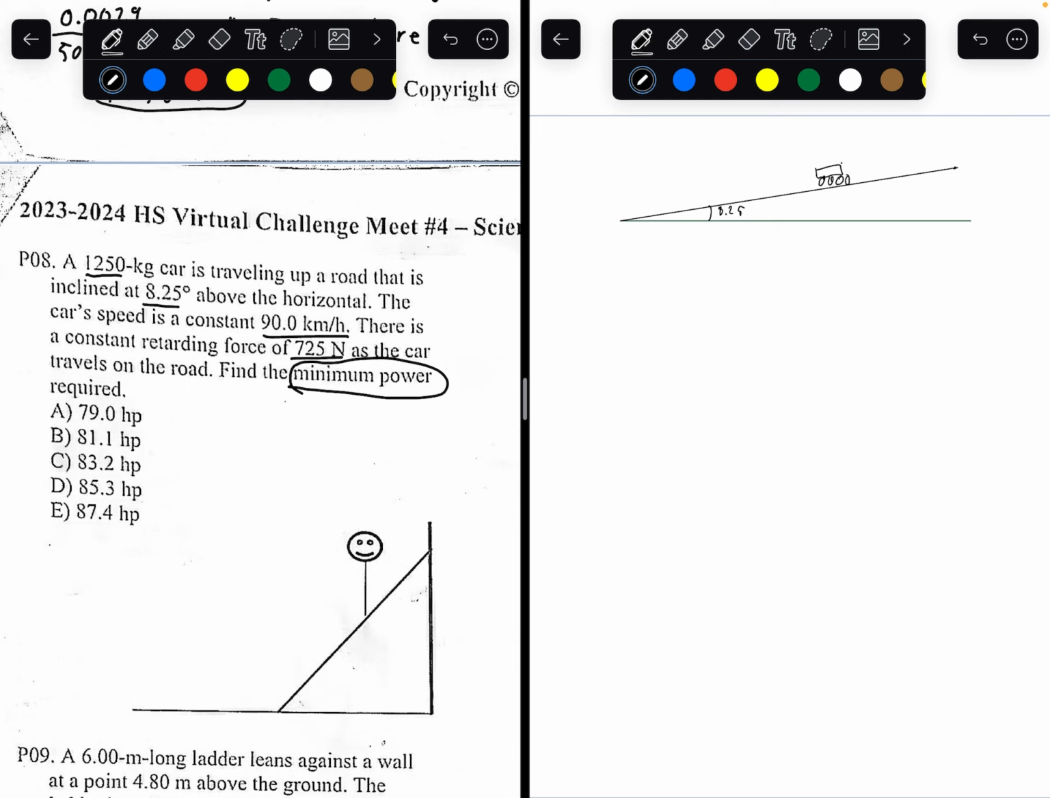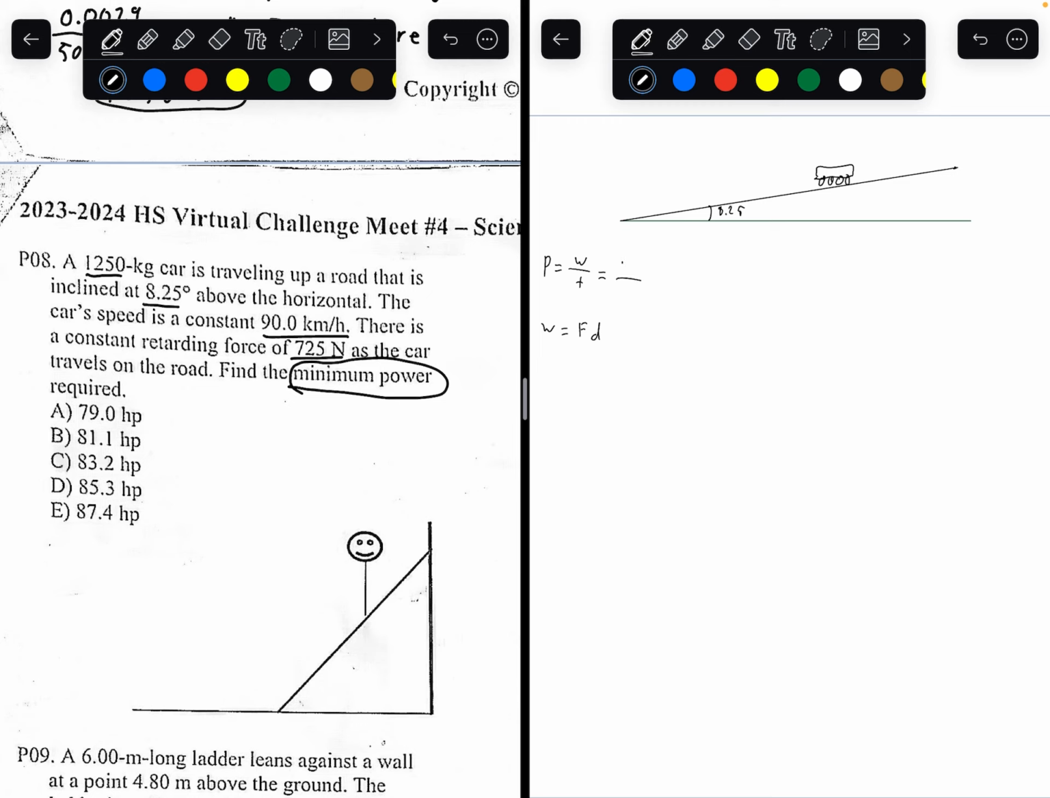What are all the forces on this car? Actually, let's work backwards a little bit. We're trying to find minimum power. So what is power? Power is equal to the work done by an object divided by time. And what is work? Work is equal to force on the object times displacement of the object.